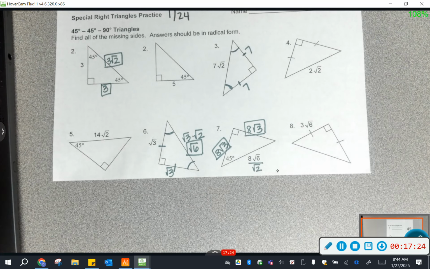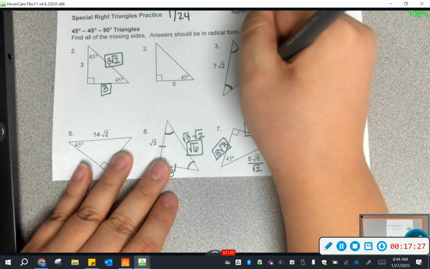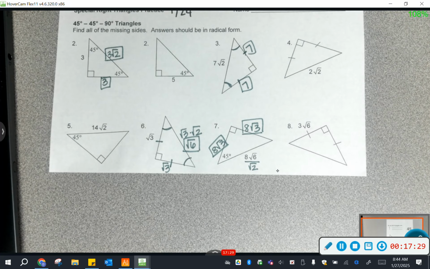Let me box these 7s. I think you can do the rest of the front on your own. Can you please turn to the back?